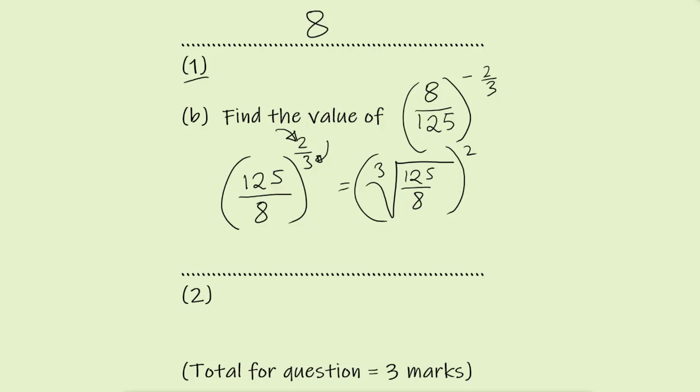Now the cube root of 125, we know it's 5 because 5 times 5 times 5 is 125, and the cube root of 8 is 2 because 2 times 2 times 2 is 8. And now we're going to square it. 5 squared is 25 and 2 squared is 4. Our answer is 25 over 4, and this is worth 2 marks.